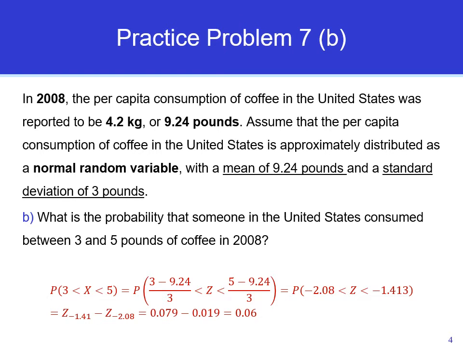Z of 5 is negative 1.413 and Z of 3 is negative 2.08. The probability for Z of 5 is 0.079 and the probability for Z of 3 is 0.019. So we subtract the probability that Z is less than Z of 3 from the probability that Z is less than Z of 5, and that gives us the final probability, which is 6%. So the probability that X is between 3 and 5 is 6%.